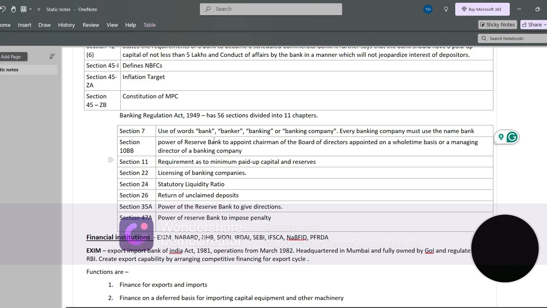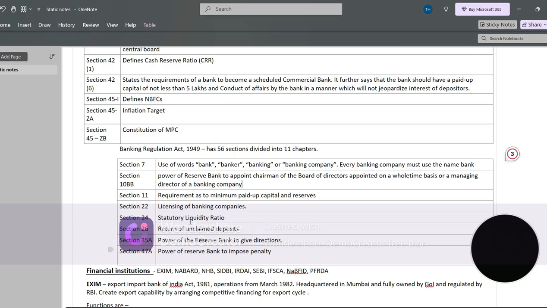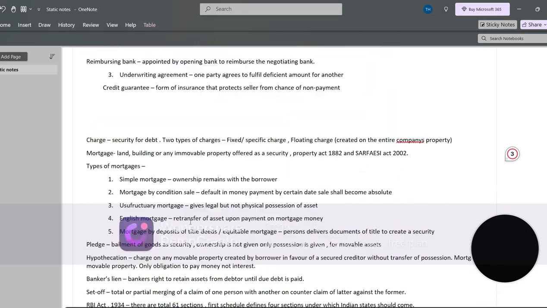Section 11, it is the requirement to maintain minimum paid up capital and reserves. Section 22, it talks about the licensing of banking companies. Section 24, it tells about the statutory liquidity ratio. Section 26, the return of unclaimed deposits. Section 35A, the power of Reserve Bank to give directions. Section 47A, the power of Reserve Bank to impose penalty. That is all with the Central Bank of India.